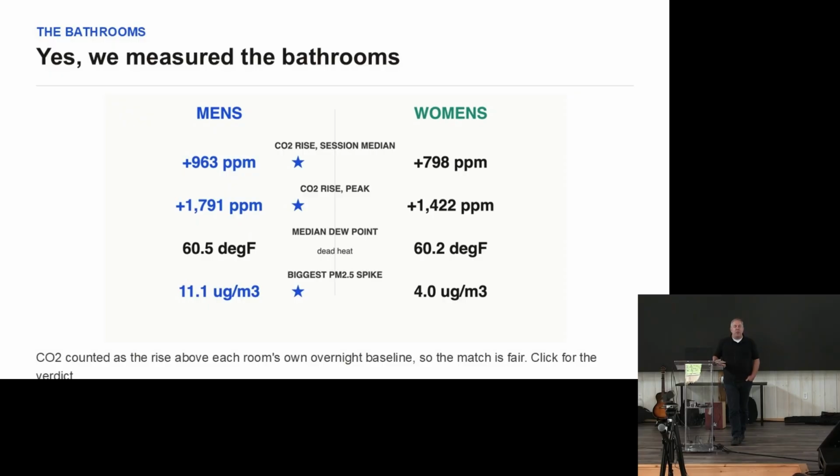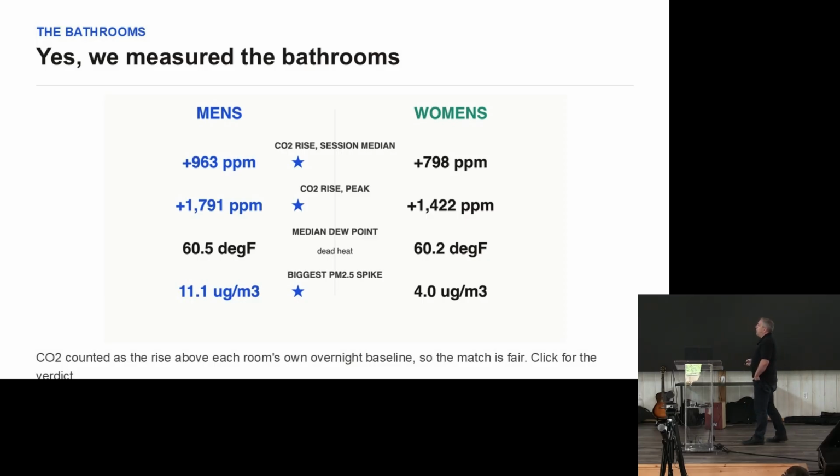For fun, usually I measure bathrooms at every conference I'm at, and it's kind of boring because bathrooms usually have great ventilation, and there's nothing going on. But these bathrooms are a little bit different. So I said, hey, Claude, I think people are going to really like this one. So let's set it up as like a men versus women's challenge. So we set that up, and the men actually won every measurement here for worse air quality.